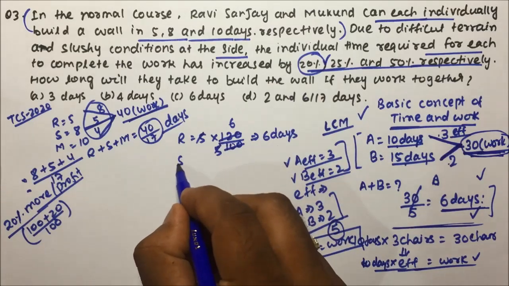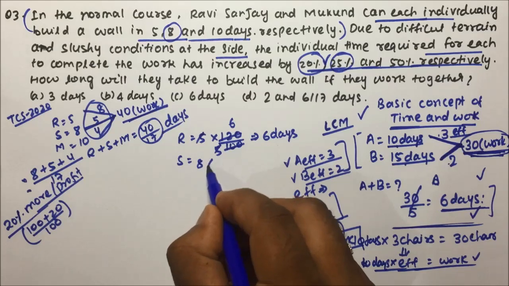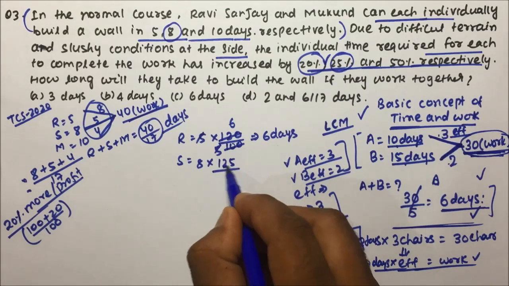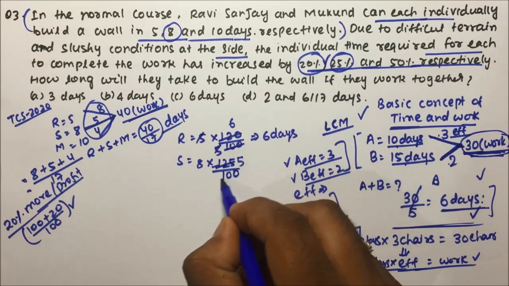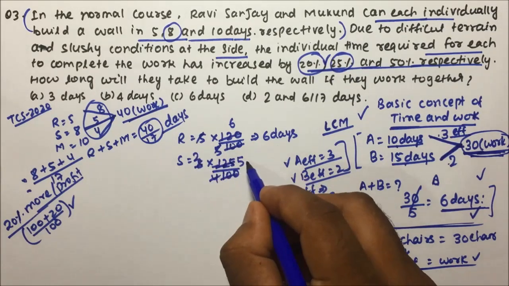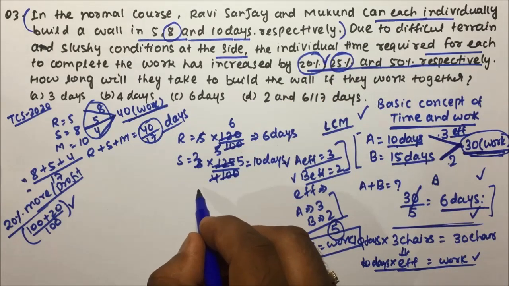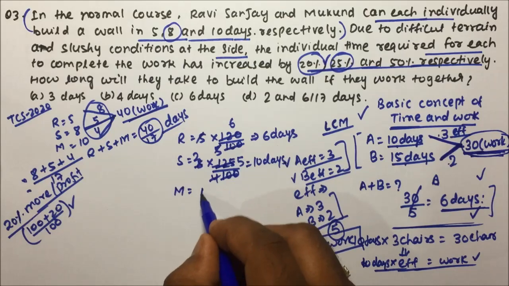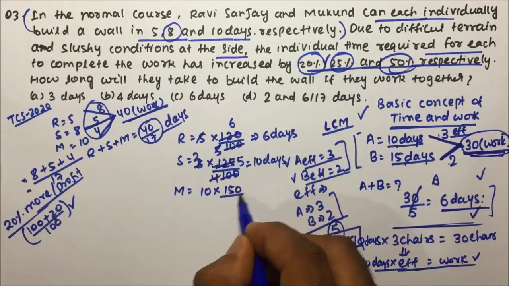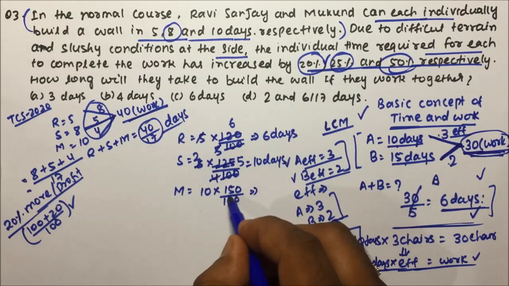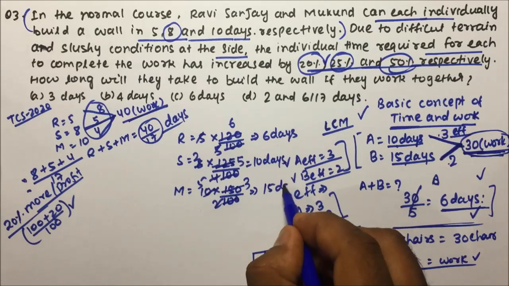Same thing, Sanjay: Sanjay is taking now 25% more. Earlier Sanjay was taking 8 days, 25% more means add it to 100, divided by 100. So 125 by 100, 5 4 ja, 4 2 ja. So Sanjay will be taking 10 days. And if we talk about Mukund, earlier he was taking 10 days, now Mukund will be taking 50% more. So 150 divided by 100, 100 plus 50 divided by 100. Now Mukund will be taking 15 days.